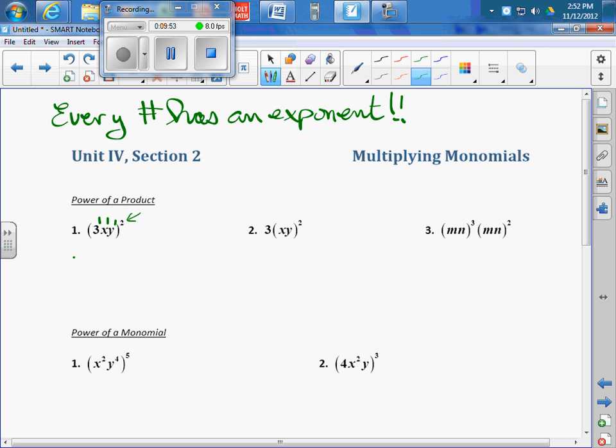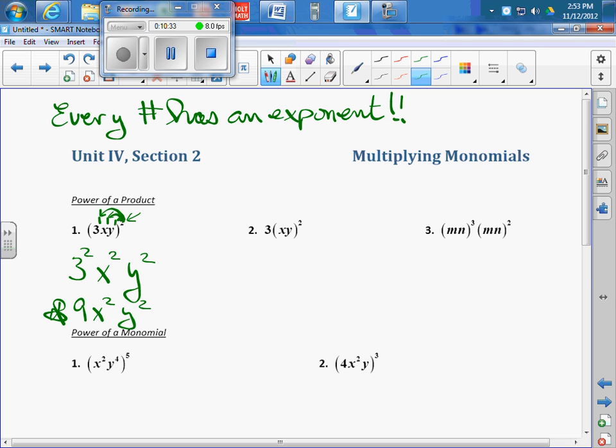So I'm going to take 3. I am going to multiply this 2 times the 1 and I get 3 squared. This does not mean 3 times 2 is 6. It means 3 squared. And then I'm going to take the x to the first power and multiply the 2 times the 1 and I get x squared. I'm going to multiply for the y the 2 times the 1 and get y squared. You now evaluate the 3 squared. That's 9. Again, it's not 6. It doesn't mean 3 times 2 is 6. It means 3 squared is 9. X squared, y squared. This will be your final answer.